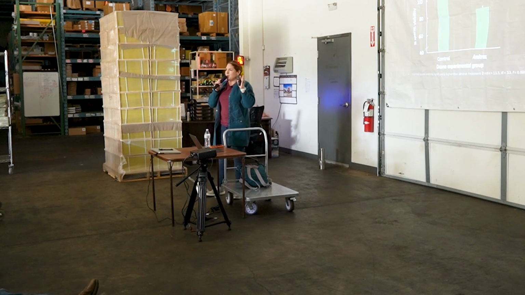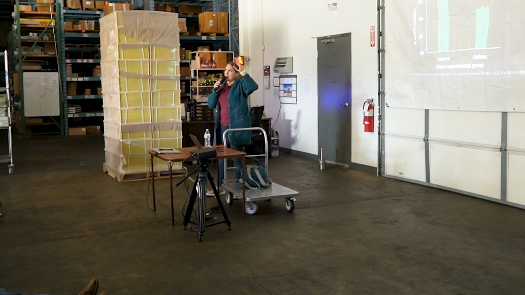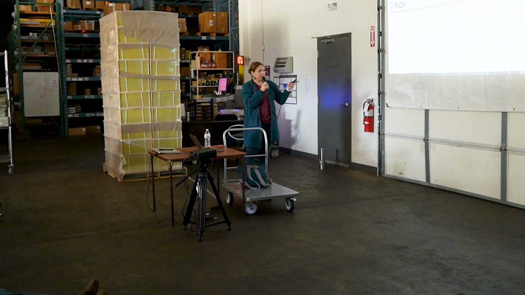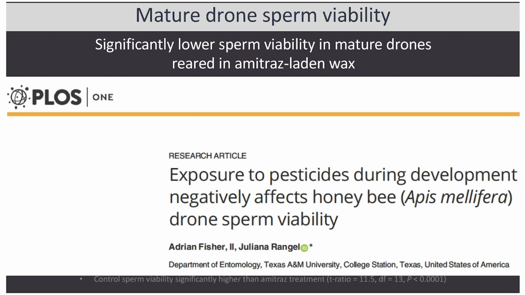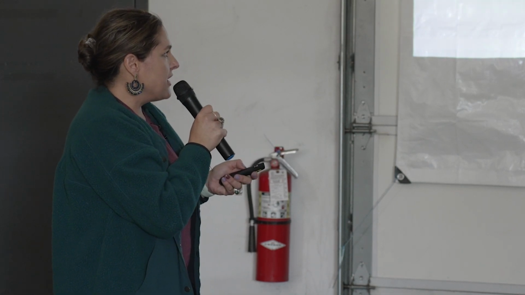I think one of my take-home messages for this lecture is that queen quality is in part caused by all of these biological and environmental effects on the queen, but also on her drone partners, the ones that she's mating with. So that paper came out a few years ago, and it's freely available if you want to read it, because we did it with other pesticides as well, not just amitraz. But so exposure to pesticides during development negatively affects drone sperm viability.